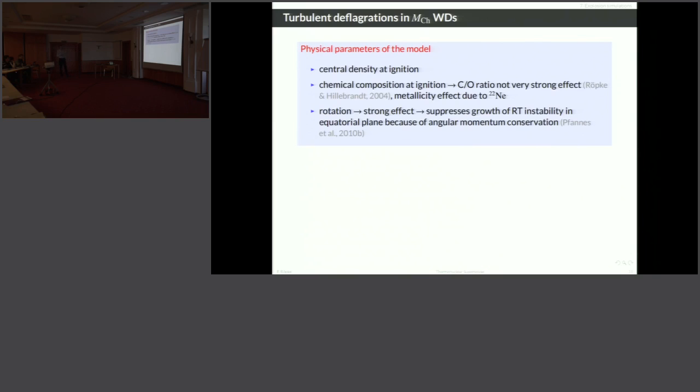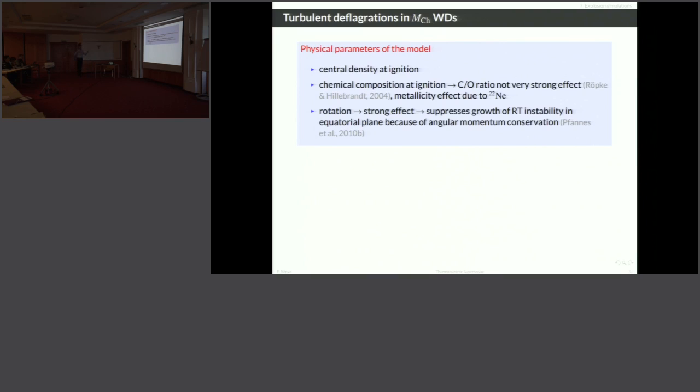This is seen in these models, and I also showed a plot of post-processing taking this neon-22 effect into account by Claudia Tavares yesterday. Rotation does have a strong effect, and this was tested by Jan Fannes a while ago. So the effect here is that by rotation you can increase the mass of the white dwarf.